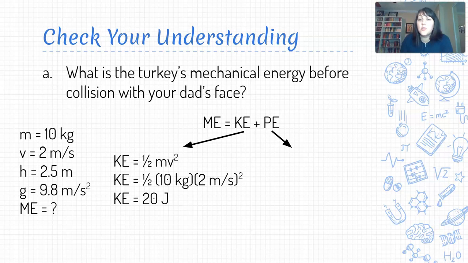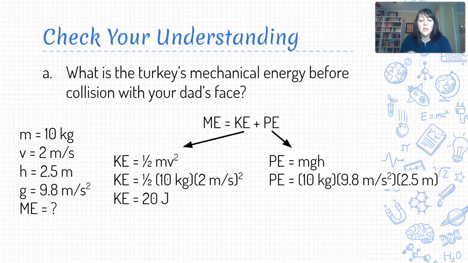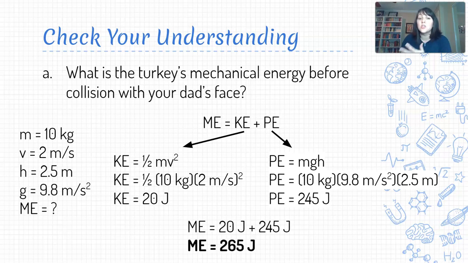Then let's move over to the gravitational potential energy of our turkey. Gravitational potential energy is equal to mass times gravitational acceleration times height. I know all of those from the information given. So the mass is 10 kilograms, gravitational acceleration is 9.8 meters per second squared, height is 2.5 meters. I multiply all of those together to get a total potential energy of 245 joules. It's a lot of potential energy there in my turkey. And so to find the total mechanical energy, I'm just going to add those two together to get a total of 265 joules of mechanical energy that the turkey has.